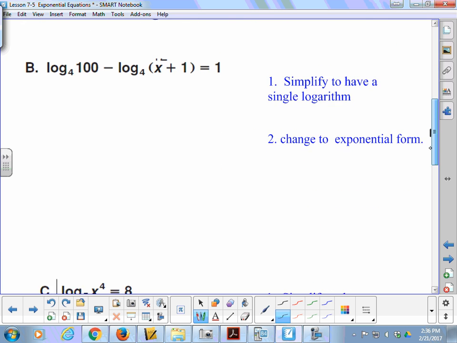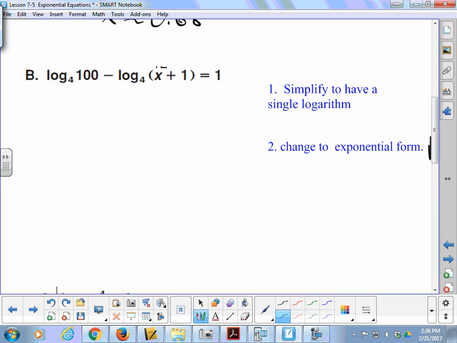Okay, letter B. Now I know you can do it with your calculator. Let's just work on finding it algebraically. The log base 4 of 100 minus log base 4 of x plus 1 equals 1. The first thing we want to do is simplify it so it's a single logarithm. Here we have a minus sign between two logarithms. What does that minus sign tell us to do? Divide. So we have the log base 4 of 100 over x plus 1 is equal to 1.